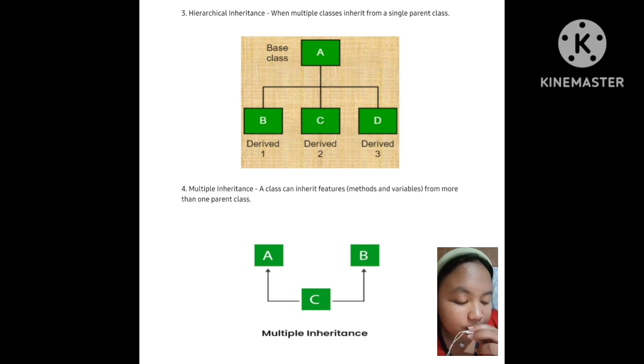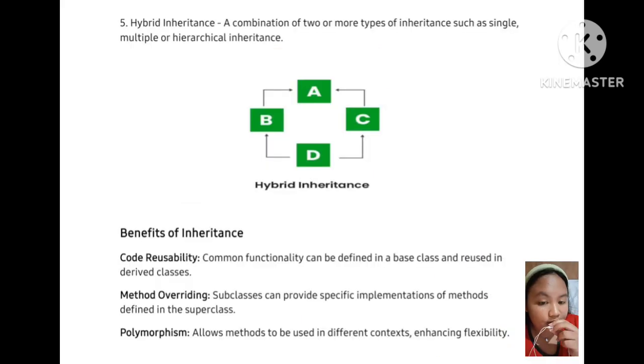The next one is multiple inheritance. A class can inherit features, with methods and variables, from more than one parent class. Last one is hybrid inheritance, a combination of two or more types of inheritance, such as single, multiple, or hierarchical inheritance.